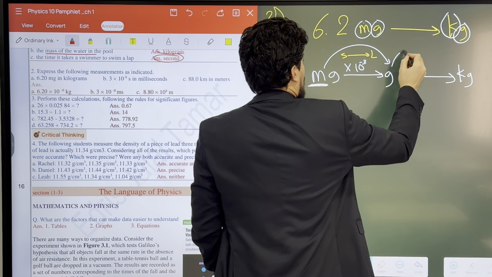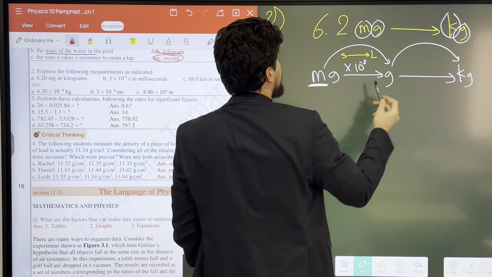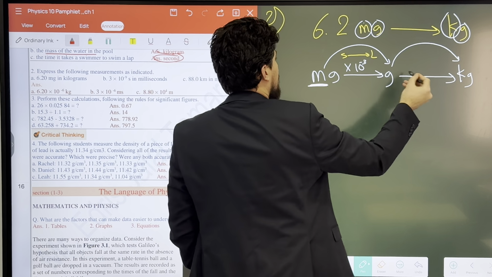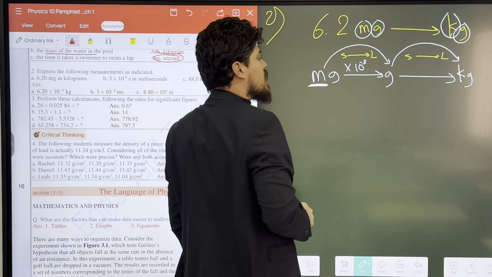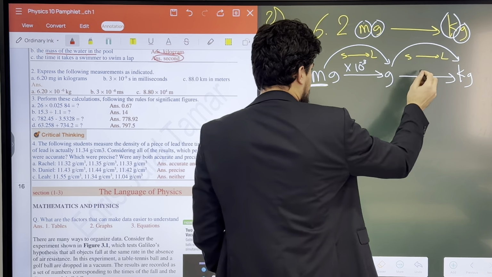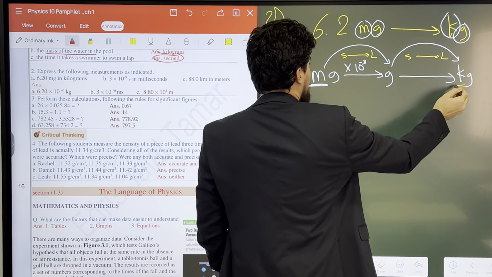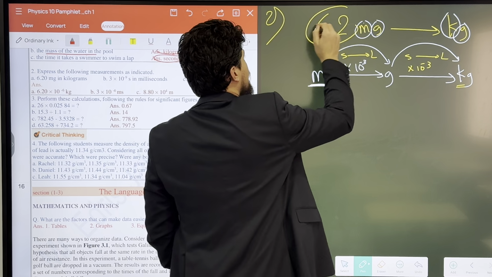After that, convert gram to kilogram. Which one is bigger? Kilogram is bigger than gram. Gram is less than kilogram, small to large. Small to large, still positive power or negative power? It is still negative power. What is the negative power of kilo? 10 power negative 3. Bring down the given value.